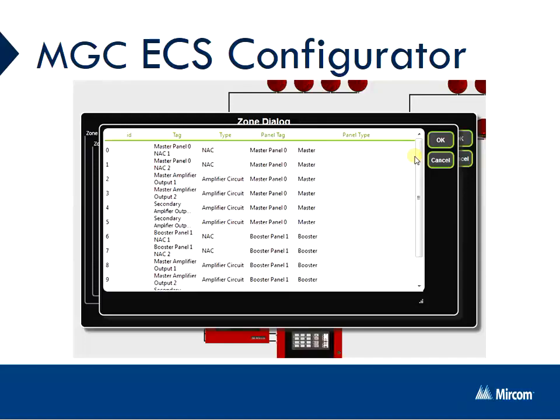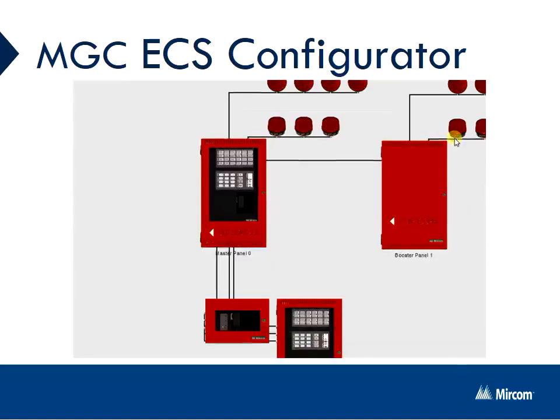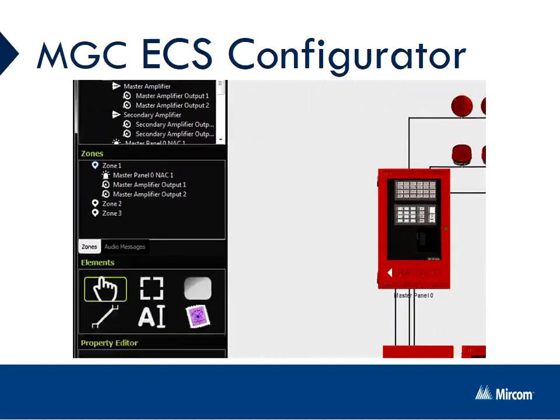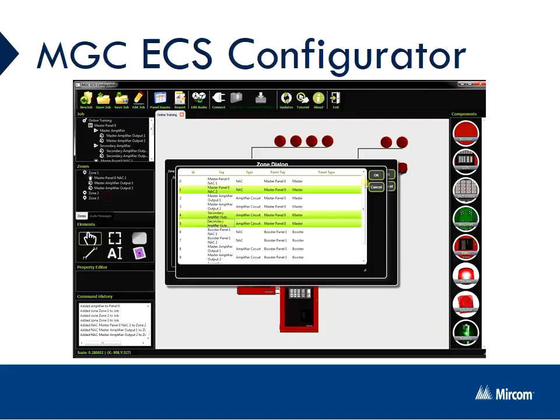For Zone 1, let's choose NAC1 and the 2 amplifier circuits on the first amplifier in the master panel. Once chosen, click on OK, and then OK again to finish the correlation. Under the Zones window, you can now see what has been correlated to that output zone. Let's add correlations to the other 2 outputs.